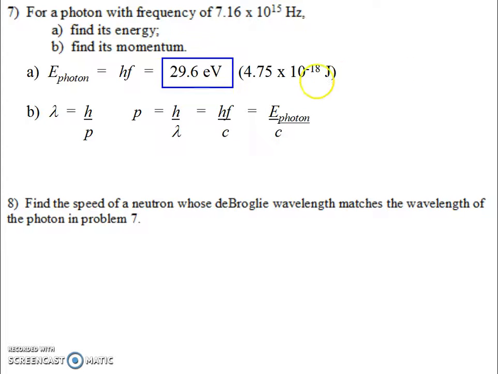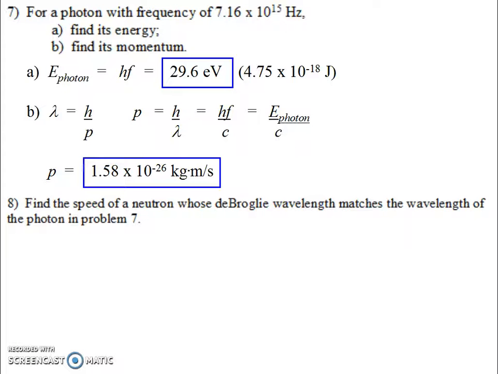You should be using this value, the one that's in joules, and when you put the numbers in, we should be getting 1.58 times 10 to the negative 26th. I purposely left the units off because I want to see if you remember, of course, what unit the momentum should be in. Well, it's going to be kilogram meters per second, which, again, is weird because what's the mass of a photon? 0, right?